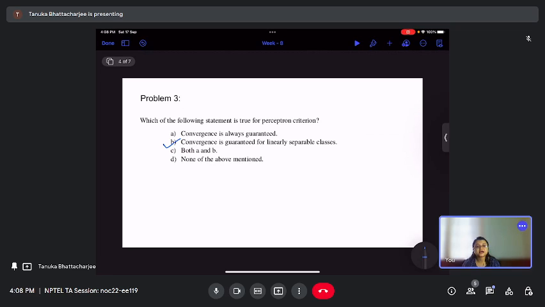But we are stating that the convergence is guaranteed for linearly separable classes, and we should prove that. So let us see how we can prove that when you have linearly separable classes and you use perceptron criteria to determine your classifier, you will end up with a linear classifier which can definitely classify your training set. So, let us try to prove this statement.